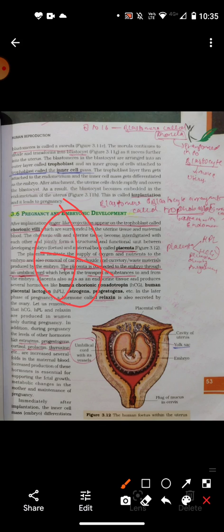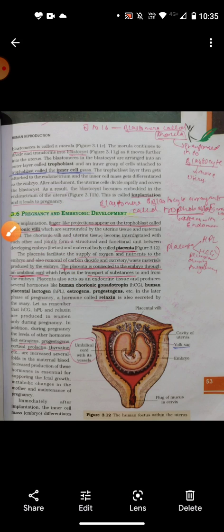The blastula is converted into the blastocyst, and after that the blastocyst becomes embedded in the thickened endometrium of the uterus. It occurs about 1 week after fertilization. So this whole process occurs. This is all about implantation. The next topic will continue in your next video.